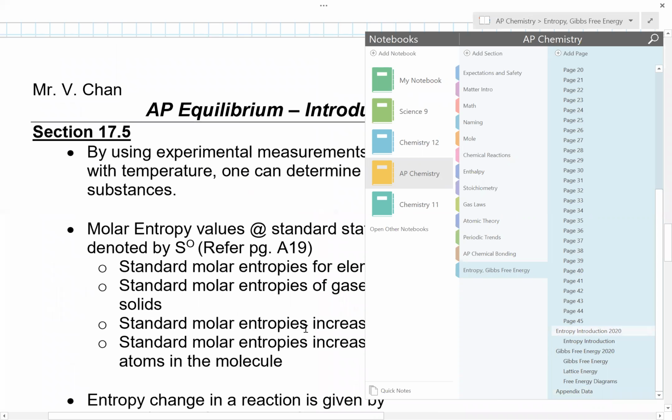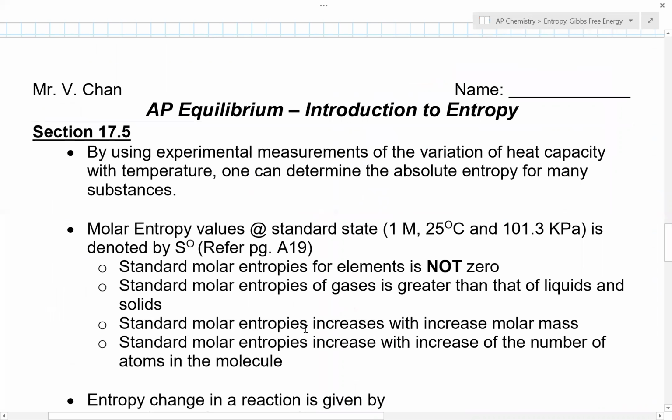Standard molar entropy for elements is not 0. It goes back to the fact that the particles are constantly moving. Standard molar entropies for gases are greater than those of liquids and solids. Makes sense, it has more randomness. Standard molar entropies increase with an increase in molar mass. The larger the particles, the larger the chance of randomness, because there are more electrons, more electrostatic repulsion, that sort of stuff. And the standard molar entropies increase with an increase in the number of atoms in the molecule.